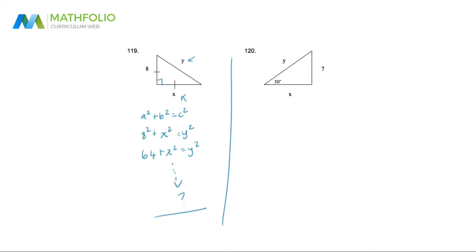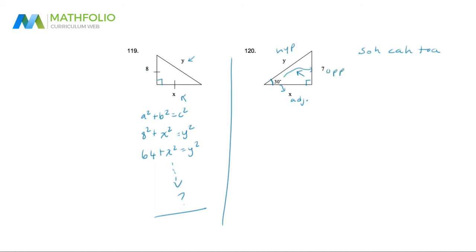Okay, so this is question number 120. This is the last one in the packet. In this case, we are to use SOHCAHTOA. The trigonometric ratios, we have our hypotenuse here. This is directly opposite the right angle. We have the angle that we're given here, 30 degrees, which would make this right here the adjacent, next to. This one right here would be the opposite.